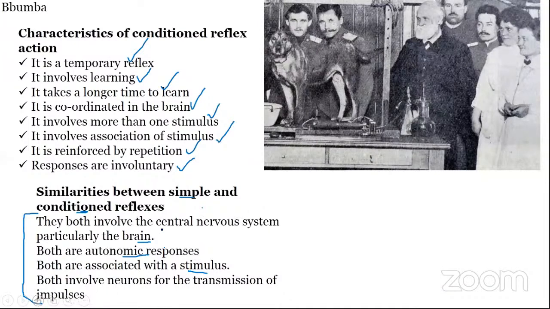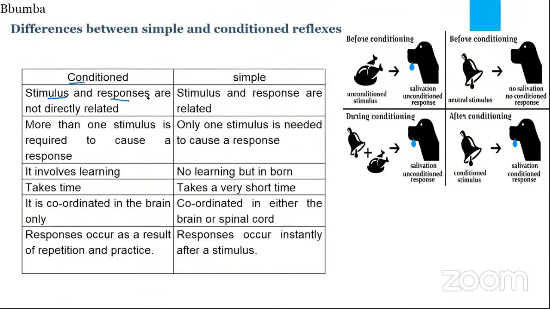So these were the similarities: both involve the central nervous system, particularly the brain. Then both are autonomic, that is, they are involuntary actions. You don't first think, like to salivate, the dog doesn't first think. It just occurs automatically. Then both are associated with the stimulus. That was the food as the stimulus, but in the simple, it was fire or something, a pin pricking you or a knife cutting you. Then both involve neurons for the transmission of impulses, because in both, impulses must travel from the sensory to the central nervous system, and then from there back to the effector organ. So I think those are very clear. And then we had just looked at the conditioned reflexes, differences between conditioned and simple.